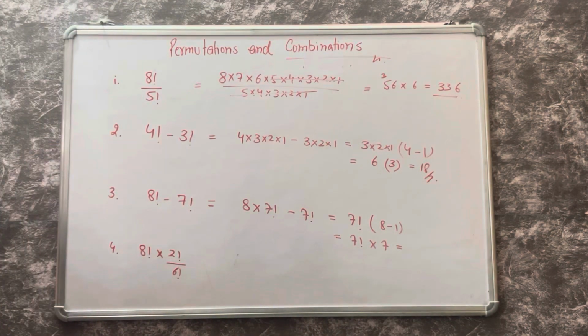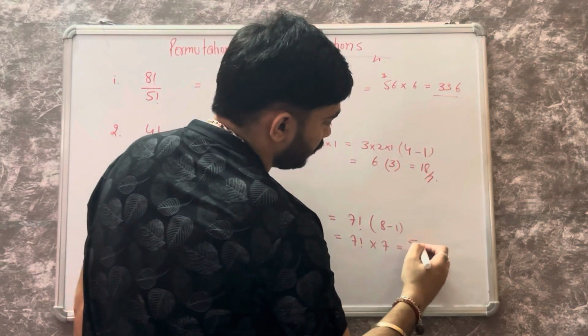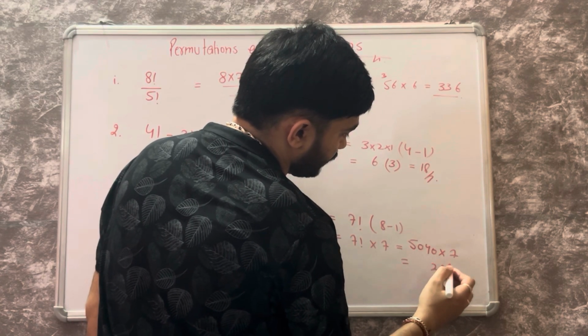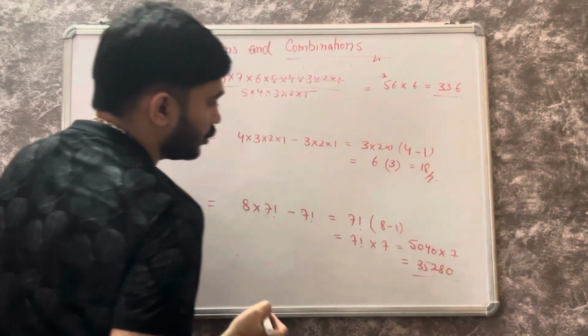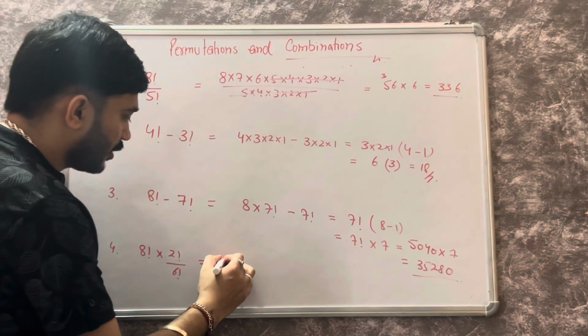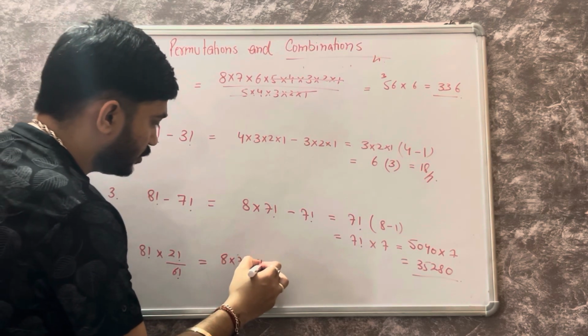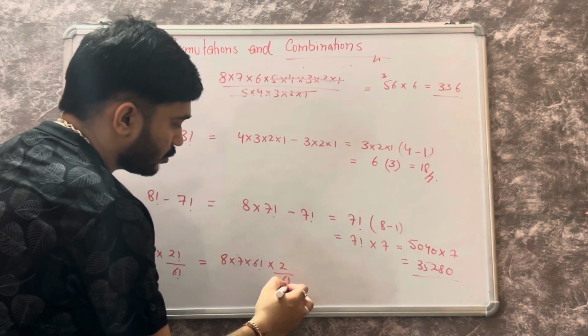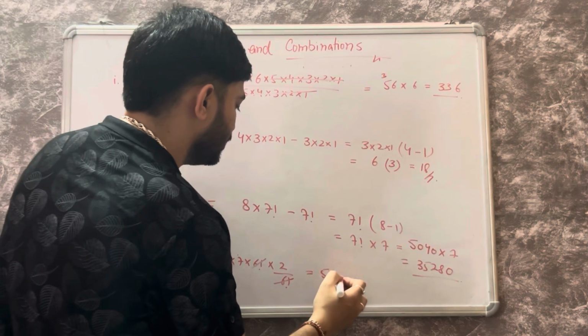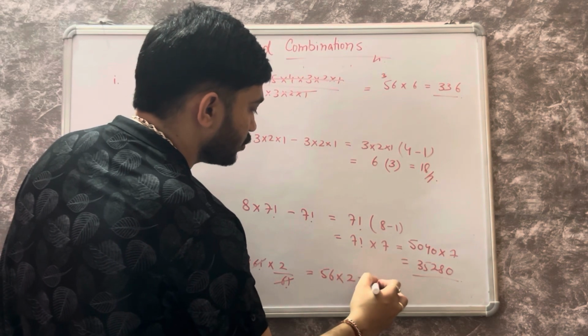7 factorial is equal to, what is 7 factorial equal to? 7 factorial is equal to 5040. 5040 multiplied by 7, you will get 35280. So this is going to be the answer of the third question. Now solving this, you can write 8 factorial as 8 into 7 into 6 factorial, multiplied by 2, divided by 6 factorial. You can cancel 6 factorial with 6 factorial and be left with 56 multiplied by 2, and the answer of this question is going to be 112.